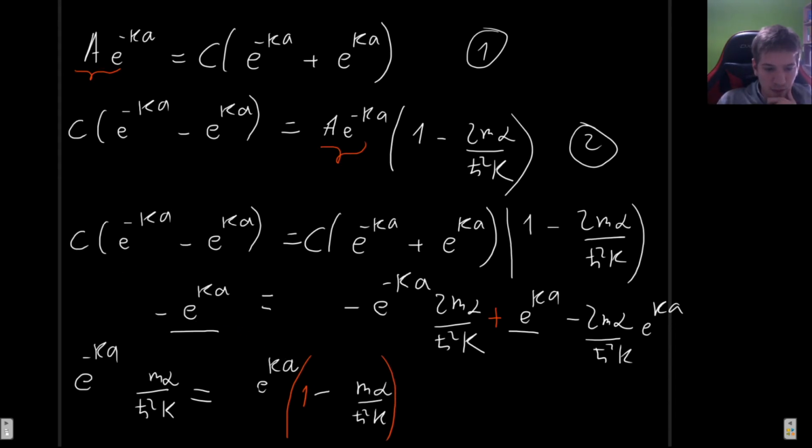And now the next thing to do would be to multiply through times e to the minus ka, so that we get rid of this exponential.